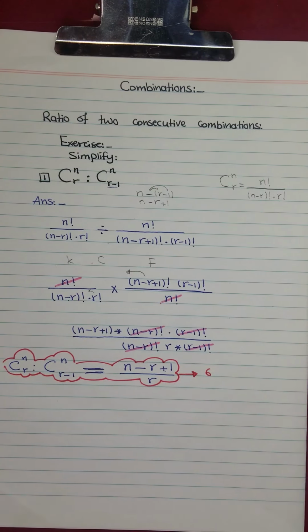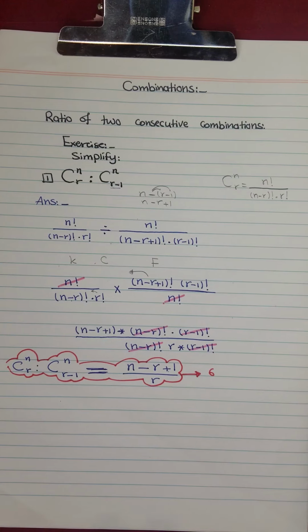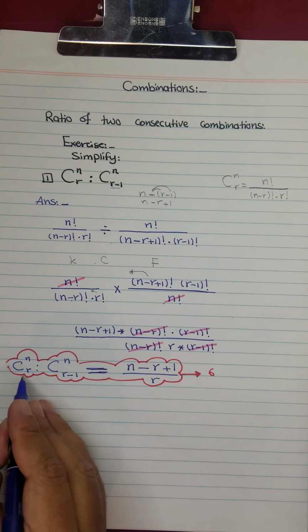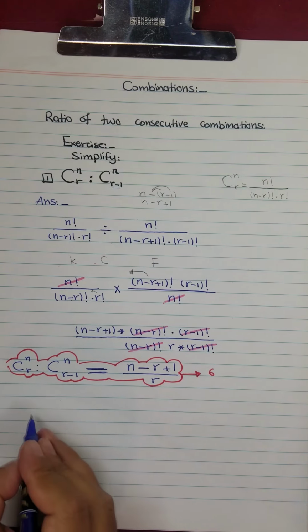However, this one can sometimes be deceiving. In some exams, they don't actually give you this ratio. They might give you another ratio. They give you combination n r plus 1 to combination n r.